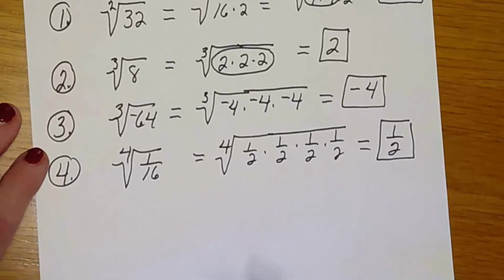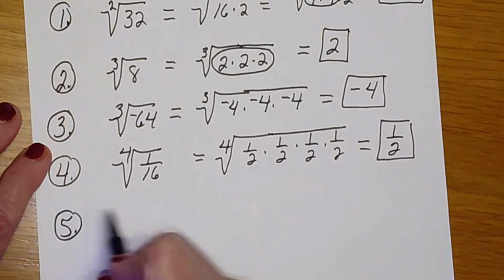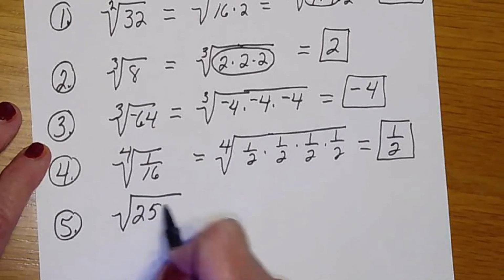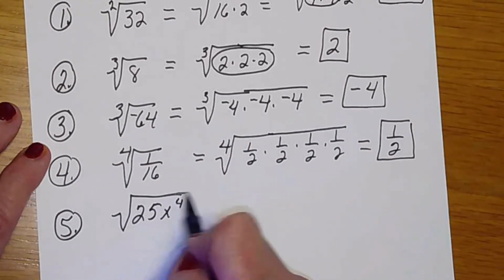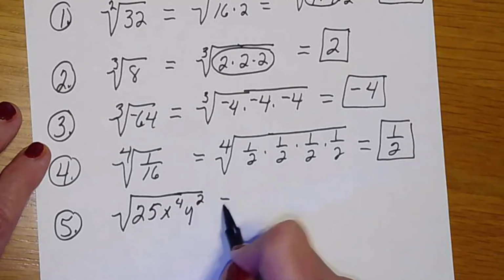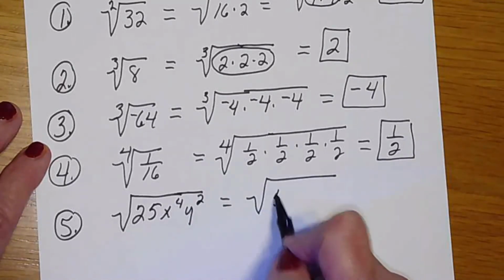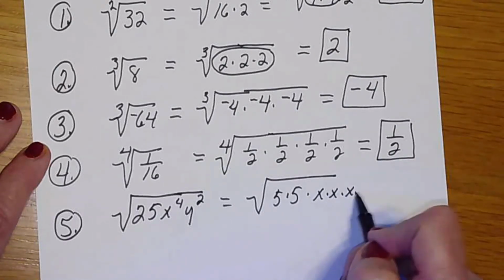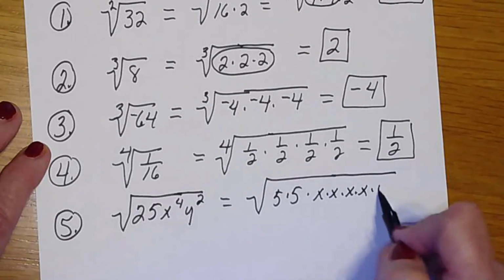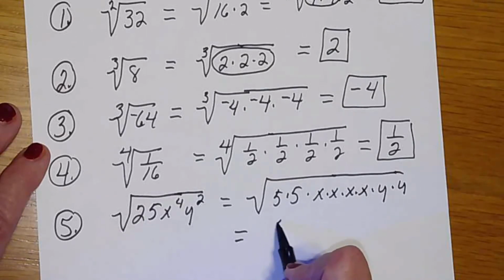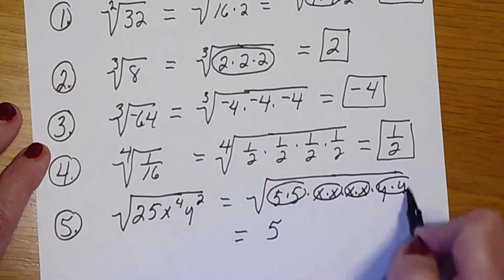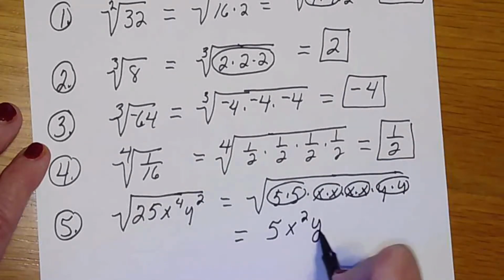Let's look at an example with variables. If I had the square root of 25 times x to the 4th y squared, then that would be 5 times 5 times x times x times x times x times y times y. So I'm going to have 5 x squared y.